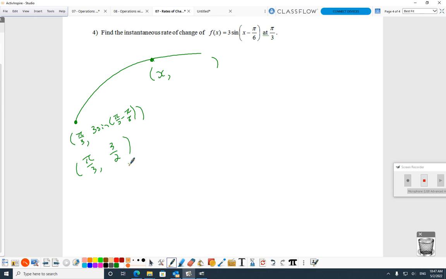This one, I just write the equation: x minus pi over 6. Like that. I just use that straight equation. And what I'm doing is setting up a secant slope formula. Here it is. M secant. It's just y2 minus y1 over x2 minus x1.